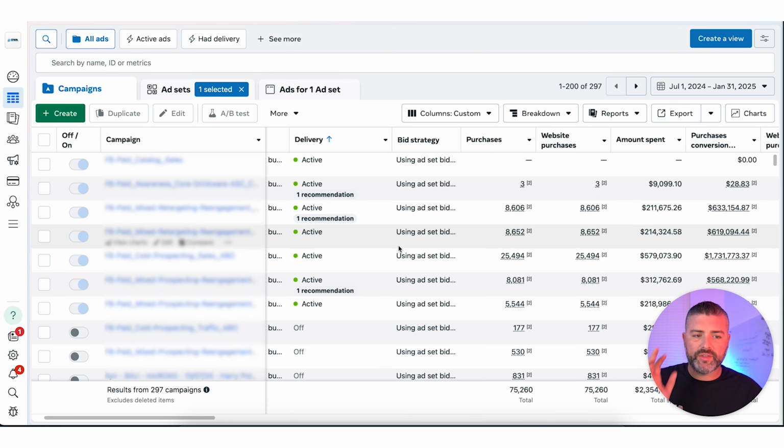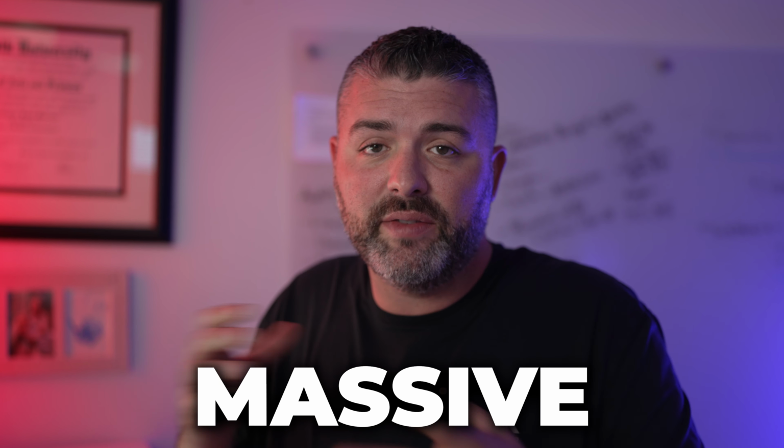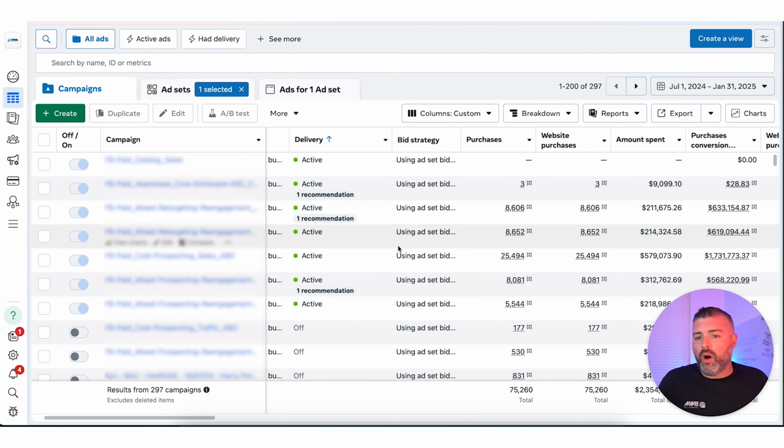Okay, so historically, I always want to start looking at a 6 to 12 month time frame. That's going to be super important. So step one, 6 to 12 month time frame, and do this within your own account, because what you're going to find is some massive inefficiencies and ways to improve your accounts. So we always start in that time frame because I want to see the volume. I want to understand all of the things that worked and all of the things that did not work before we dive into how to effectively scale these campaigns.